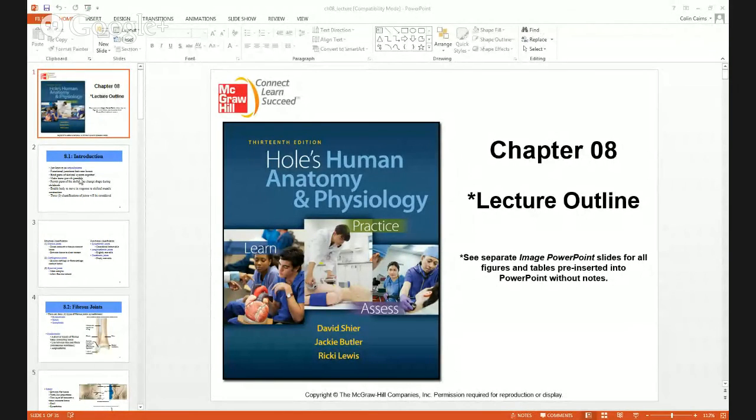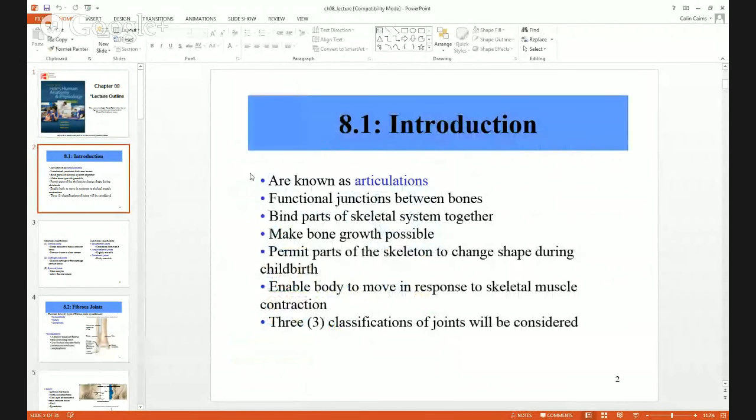Okay, chapter 8. We're talking about articulations, or the bones coming together and they form a functional junction, and that's called a joint. These articulations make bone growth possible. They bind parts of the skeletal system together. They permit parts of the skeleton to change shape during childbirth, and they enable the body to move in response to skeletal muscle contraction. Three classifications of joints will be considered.